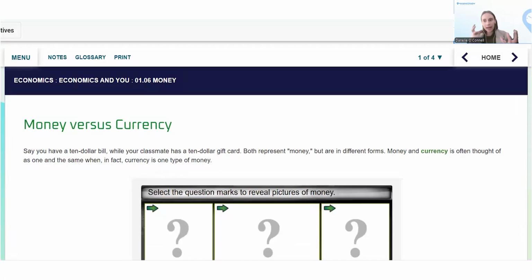This is Grade 8, American Curriculum, Economics, Module 1, Lesson 6, Money. Now, we are going to talk about what is the difference between money and currency. You might think, but they are the exact same thing. How are they different? They are slightly different. Currency is a type of money.